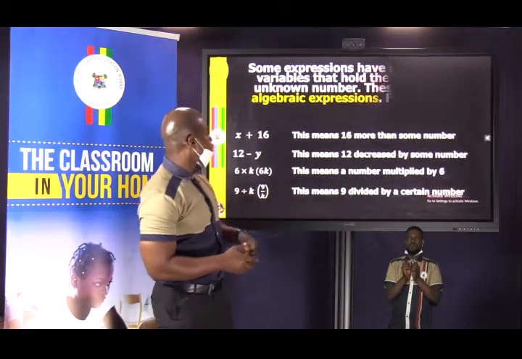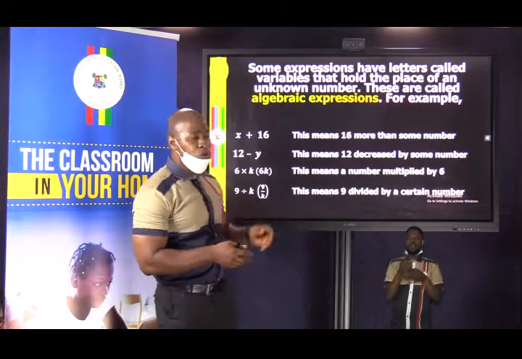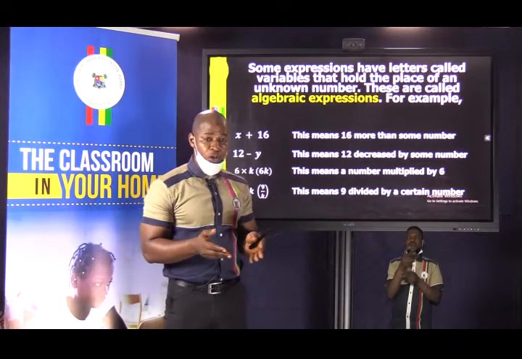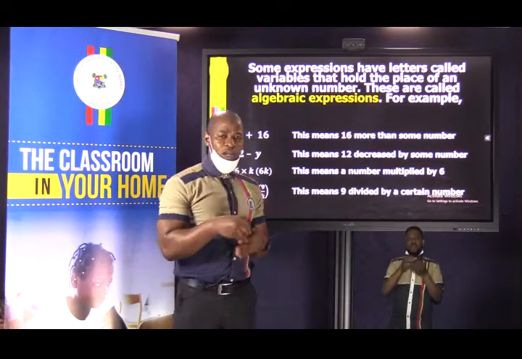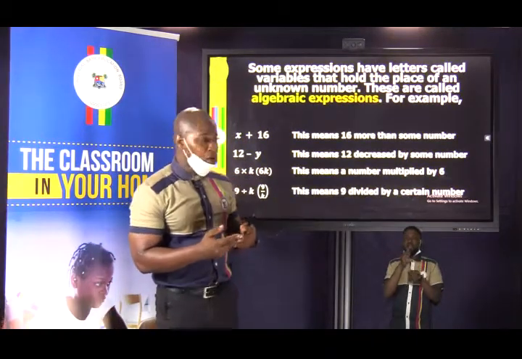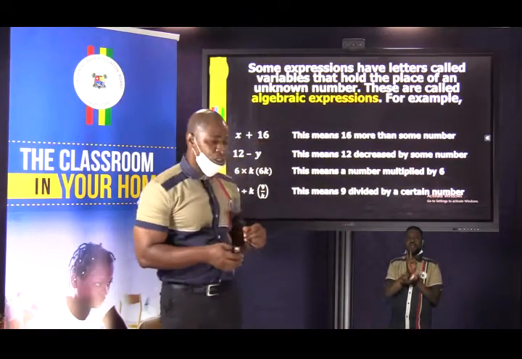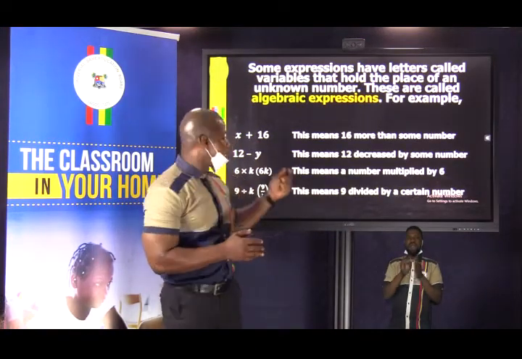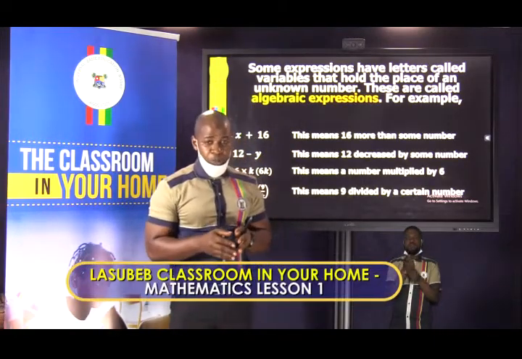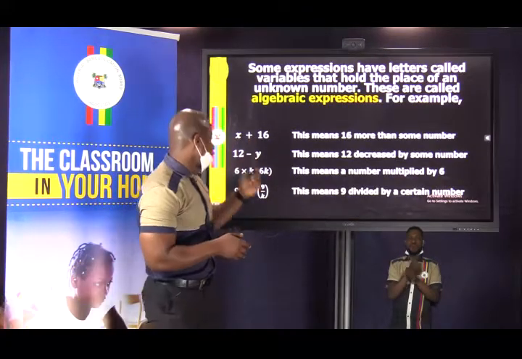Now, some expressions have letters called variables that are used to hold the place of an unknown number, a number that you don't know. Usually in mathematics, we use a letter to represent it, and it could be a, b, c, or d, and these letters are called variables. Now, when you have an expression that has a letter somewhere, it is what we call an algebraic expression. For instance, all these are algebraic expressions.